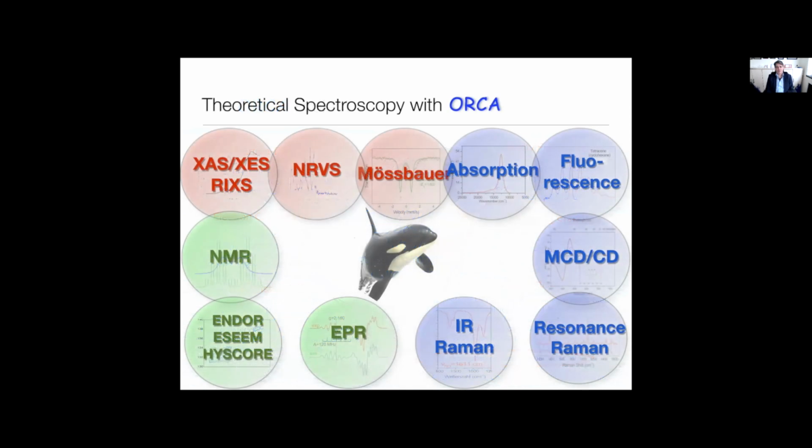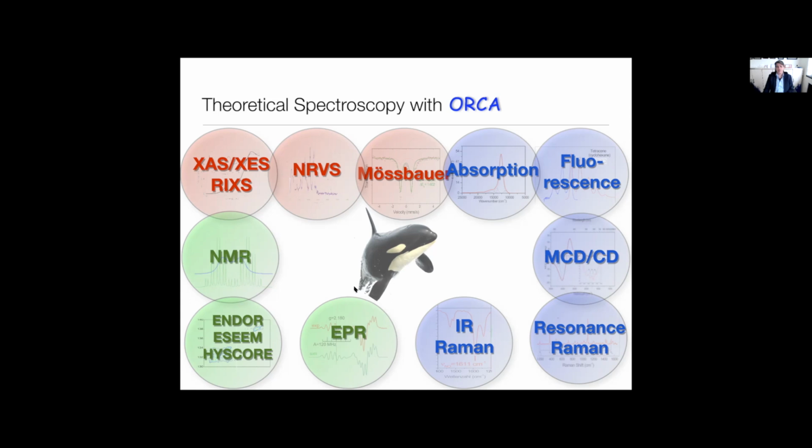Now, ORCA has been designed with the idea to be a universal theoretical spectrometer, and indeed we can calculate a lot of spectroscopic properties. So you see that X-ray absorption and XES are just two of them, but there's also Mössbauer, all kinds of optical spectroscopy, vibrational spectroscopy, and the big focus has always been magnetic spectroscopy.